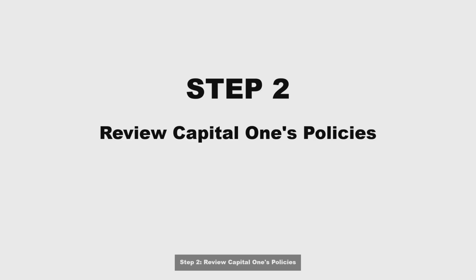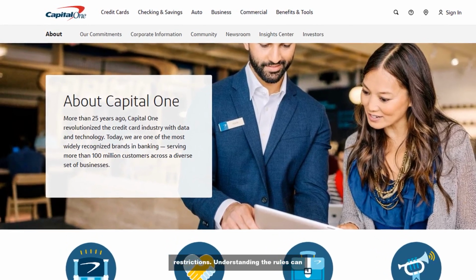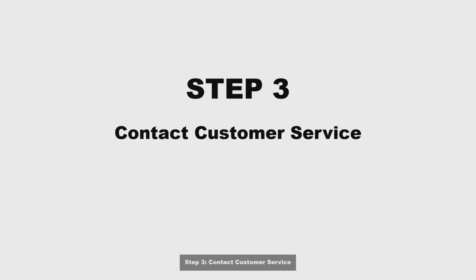Step 2. Review Capital One's policies. Familiarize yourself with Capital One's terms of service and policies regarding account restrictions. Understanding the rules can help you frame your appeal more effectively. Step 3. Contact customer service.